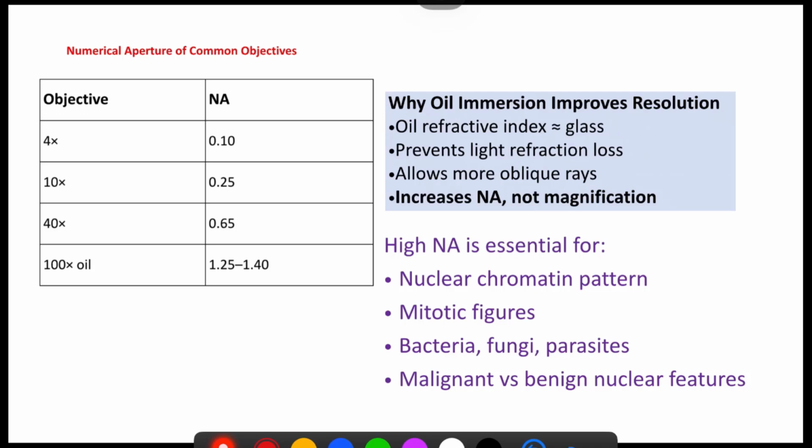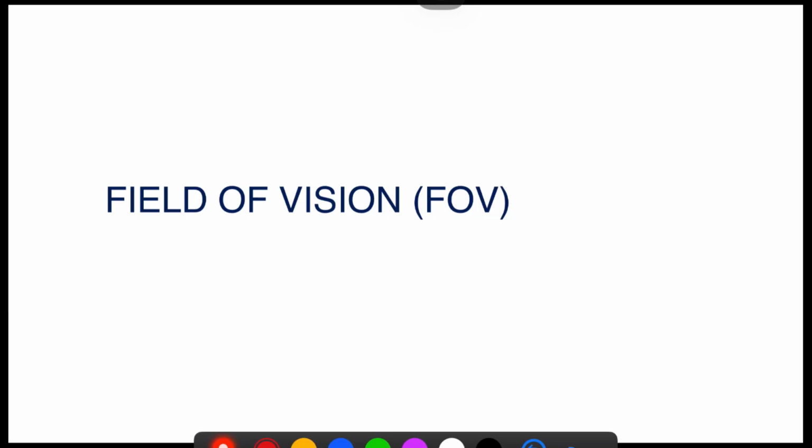So why is it required? High numerical aperture is essential for nuclear chromatin pattern, mitotic figures, and bacterial, fungal, parasite identification, and malignant versus benign nuclear features are more visible with high resolution, which means increased numerical aperture.